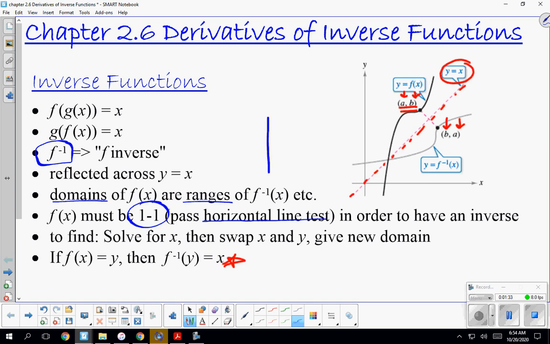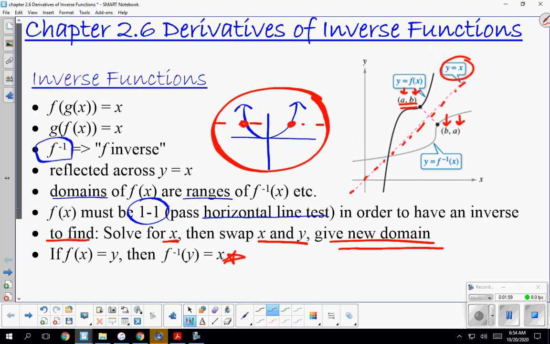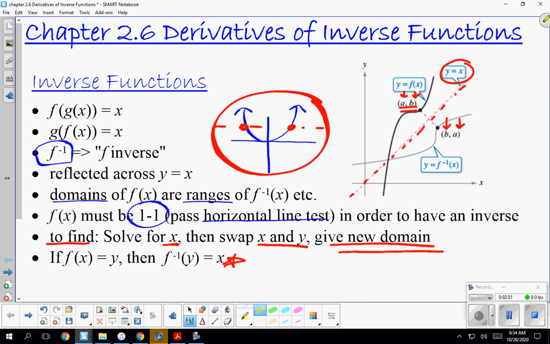If I had something like a quadratic function, this does not pass the horizontal line test, meaning it crosses twice. So this does not have an inverse on its entire domain. If we wanted to find an inverse function, we solve for x, and then we switch x and y. We do have to make sure that we state our new domain so that our new function is 1-to-1. So that's all recap. The most important thing on this page is that your x's and y's will switch. If it's an (x, y) ordered pair on the original, it will be a (y, x) ordered pair on the inverse.